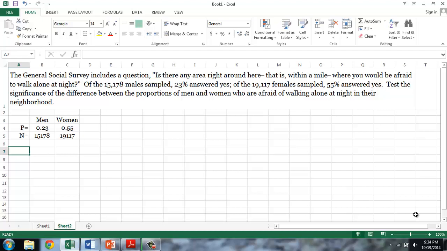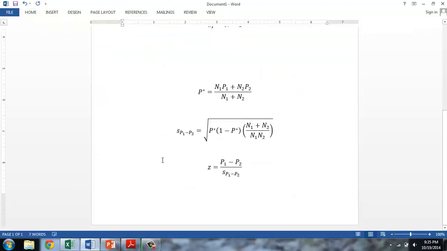Of the 15,178 males sampled, 23% answered yes. Of the 19,117 females sampled, 55% answered yes. Test the significance of the difference between the proportions of men and women who are afraid of walking alone at night in their neighborhood. So, from the question, we have the sample sizes for males and females, which I've entered here. And from the percentages, if we divide by 100, we obtain the proportion of men and women who answered in the affirmative. These two proportions and two sample sizes are all that we need to calculate a z-ratio.